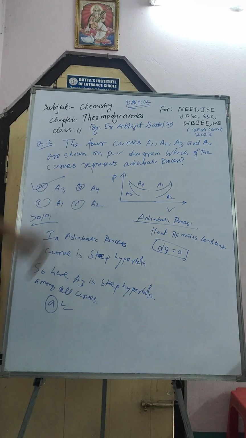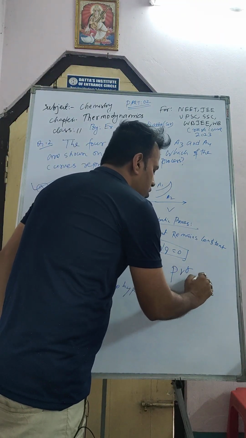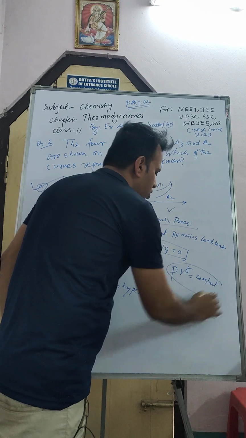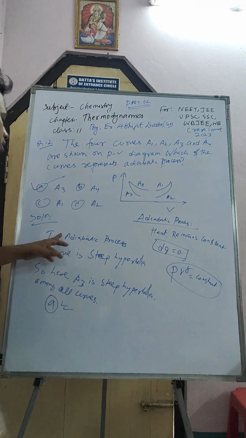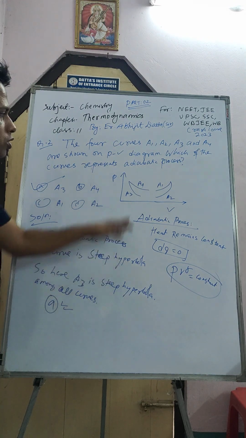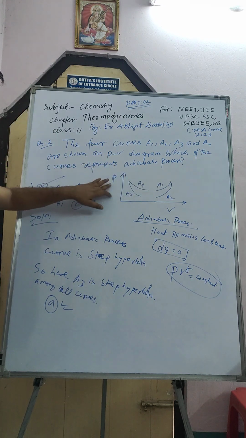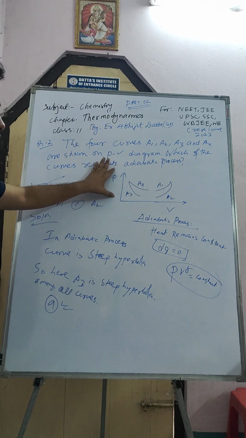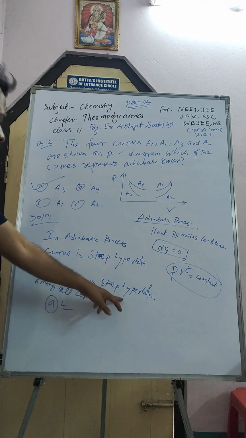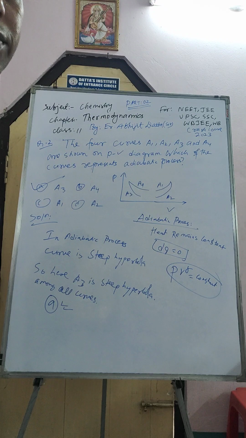Answer will be A. So in adiabatic process, you have to remember, heat remains constant. In adiabatic process we can write PV to the power gamma is equal to constant, and any other forms also there. In adiabatic process, the curve is steep hyperbola. So what is here steep hyperbola? Hyperbola means it may cover this part, the V axis, that is x axis, and the y axis, that is P axis also. So here A3 is steep hyperbola among all the curves, so option A is the correct answer. Okay, so move on to the next question.